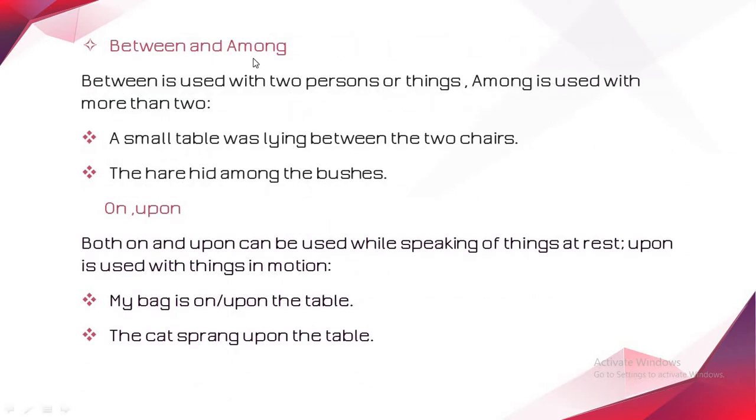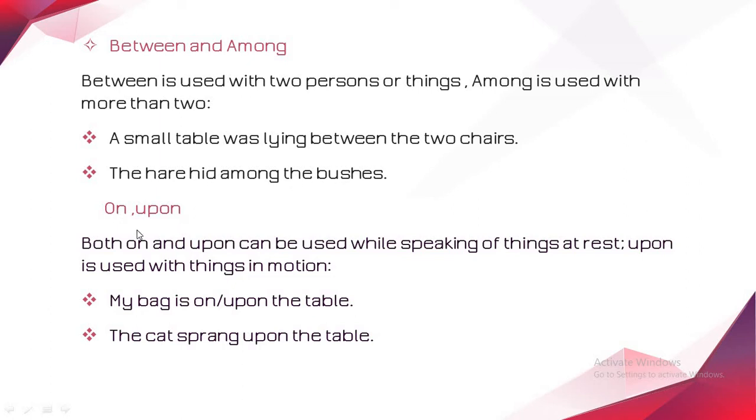Now, between and among. Between is used with two persons or things. Among is used with more than two. As in, a small table was lying between the two chairs. So, between the two chairs, a small table is lying. The hare hid among the bushes. That means among the bushes, a lot of bushes are there. So here we can't use between because we're talking about a lot of bushes over there. A clump of bushes. So the hare hid among the bushes.